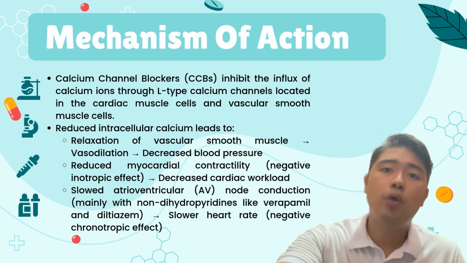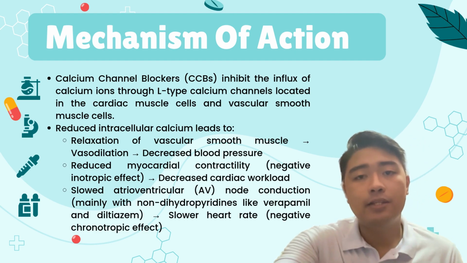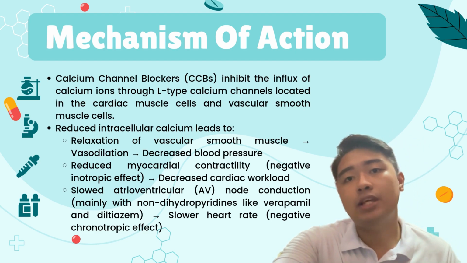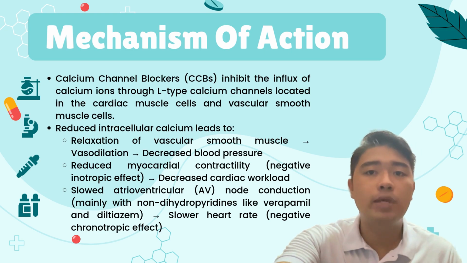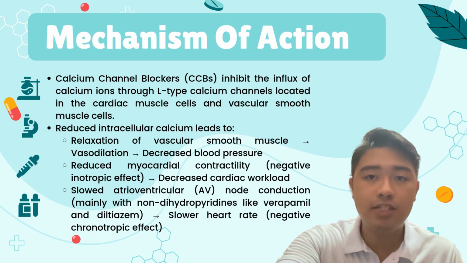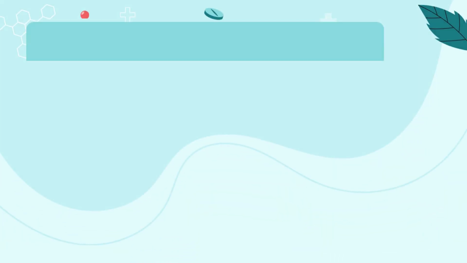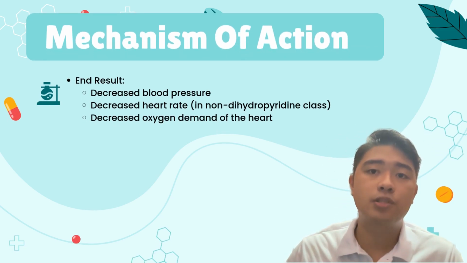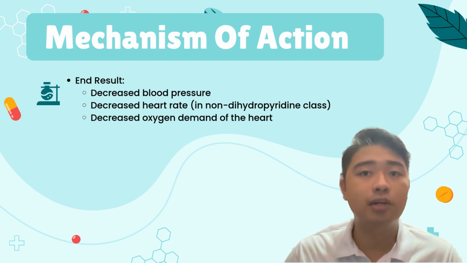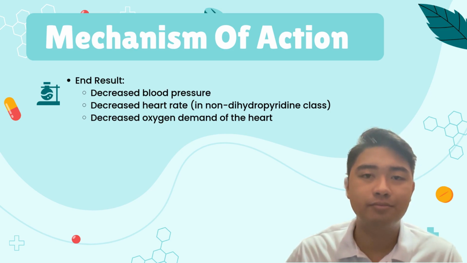Third, slowing down of conduction through the atrioventricular node occurs. This results in a decrease in heart rate, known as negative chronotropic effect, and is mainly seen with specific types of CCBs called non-dihydropyridines. So, for the summary of the end results, overall, calcium channel blockers lower blood pressure, reduce heart rate in some cases, decrease cardiac workload, and improve oxygen delivery to the heart.